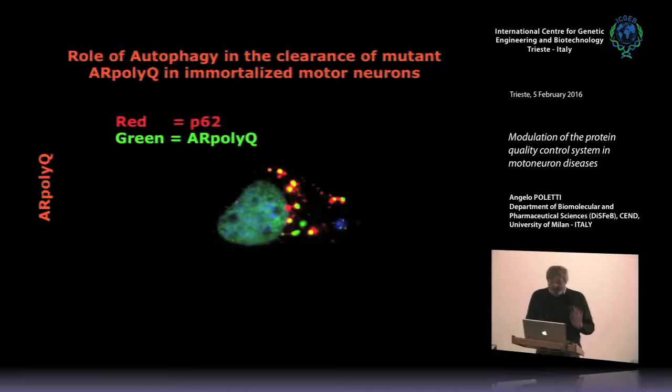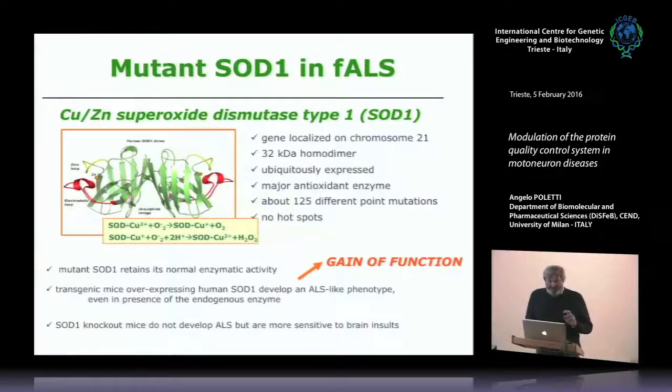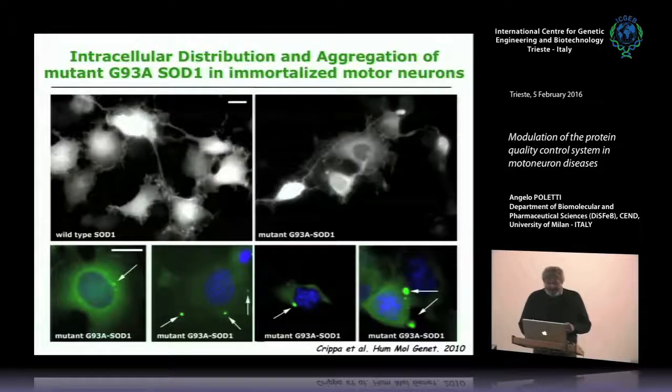But this is only androgen receptor. What's happened with ALS? I just skip all the data on SOD1 by telling you that it's mutated. There are many, many mutations that are not hotspot, and most of the mutations cause a gain of function. At least the protein retains its normal function. If you transfect cells with the mutant SOD1, you do see the aggregates, like the case we have seen before.